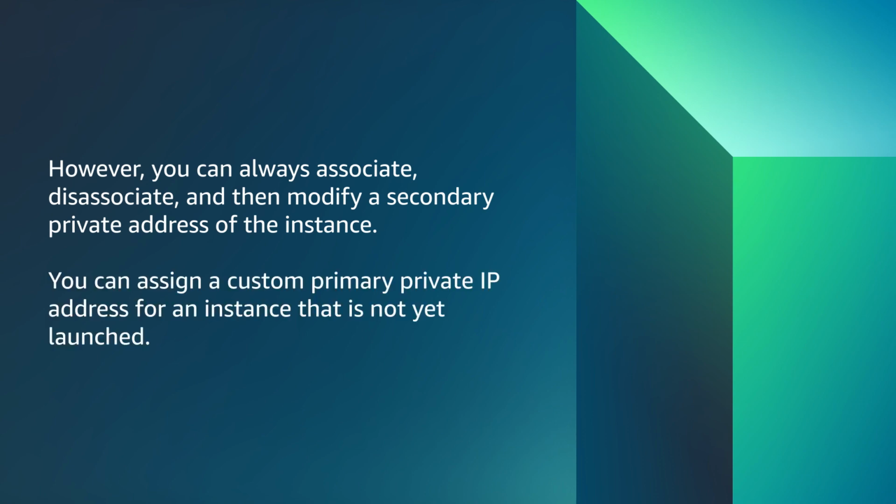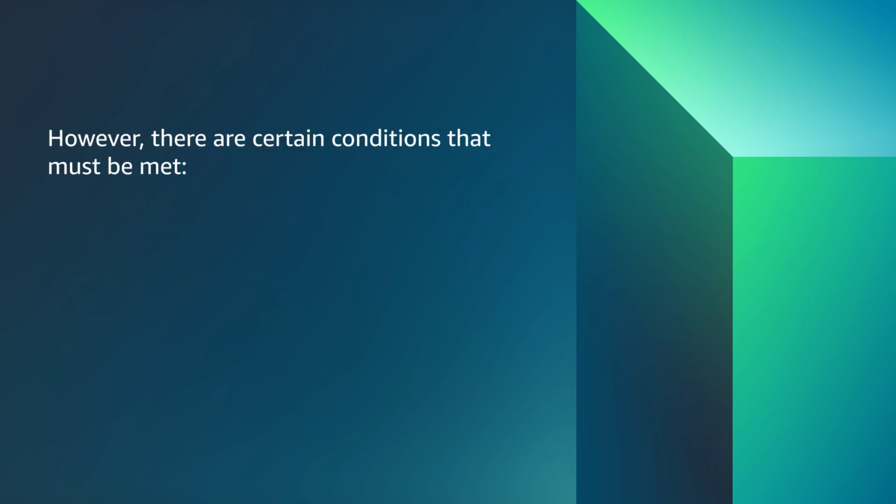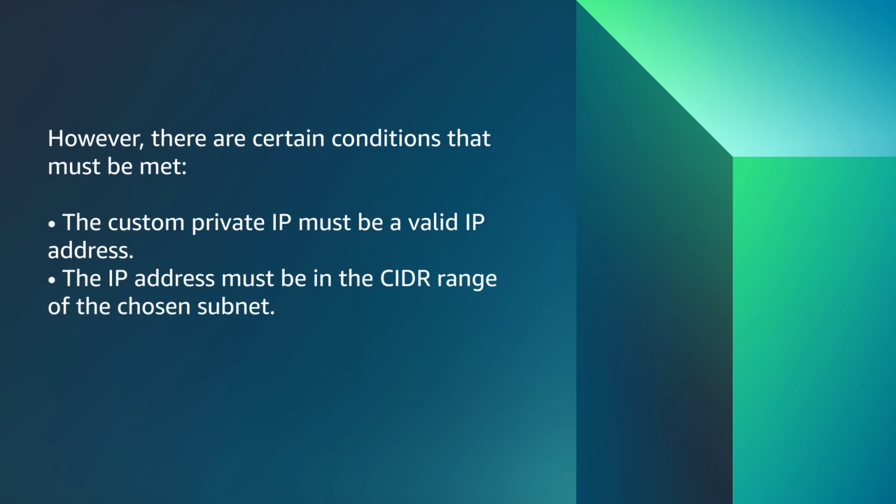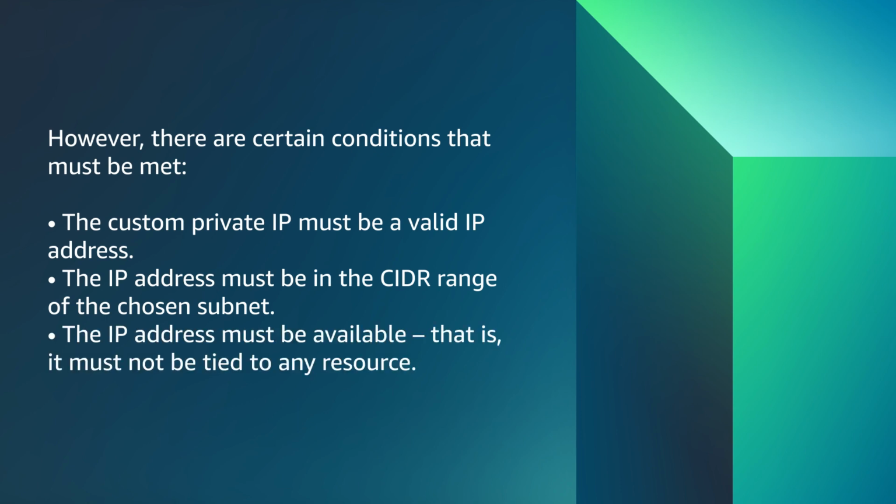You can assign a custom primary private IP address for an instance that is not at launch. However, there are certain conditions that must be met. The custom private IP must be a valid IP address. The IP address must be in the CIDR range of the chosen subnet. The IP address must be available, that is, it must not be tied to any resource.